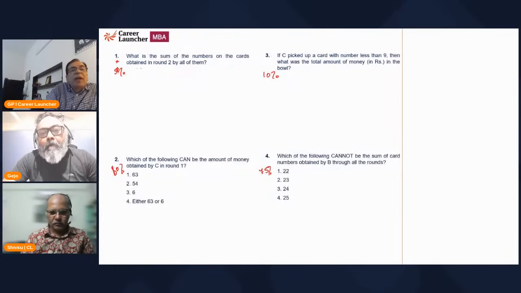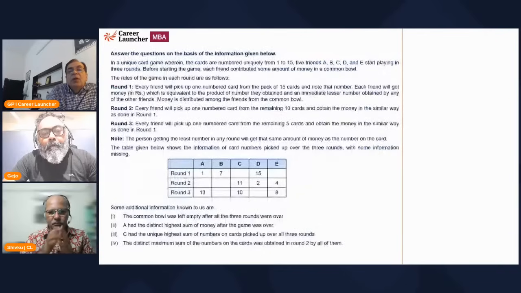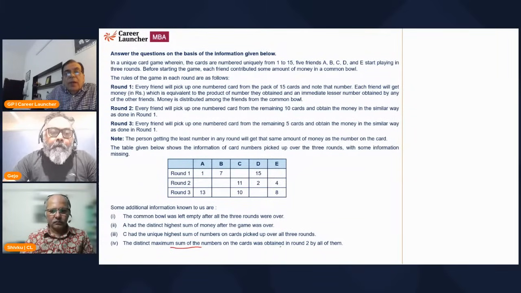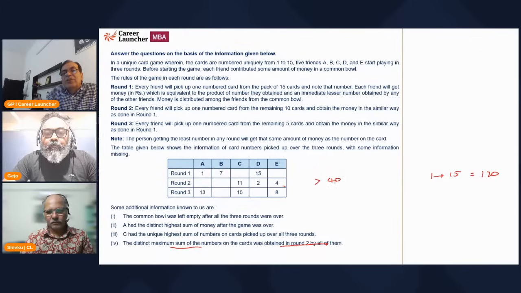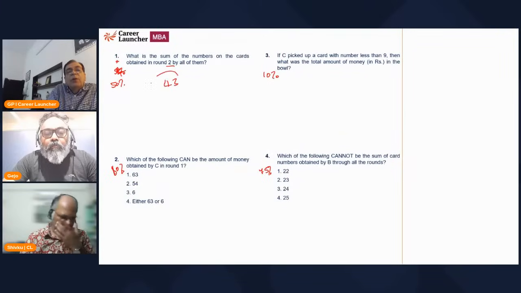Now, in question number 1, I am actually surprised with only 50% accuracy. Sum of numbers on the cards obtained in round 2 by all of them. There's a question which clearly tells us the distinct maximum sum of numbers on the card was obtained by this person. Now, the sum of numbers from 1 to 15 is equal to 120. So if this is the maximum, it has to be more than the average. When you look at the numbers which are missing, you have 3, 5, 6, 9, 12, and 14. If this has to be more than 40, the only possibilities are 12 and 14, which come to a total of 43. So again, this is a straightforward question.